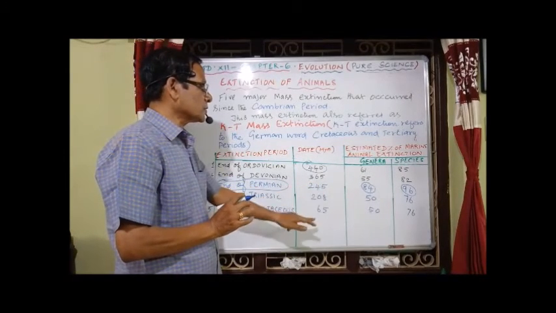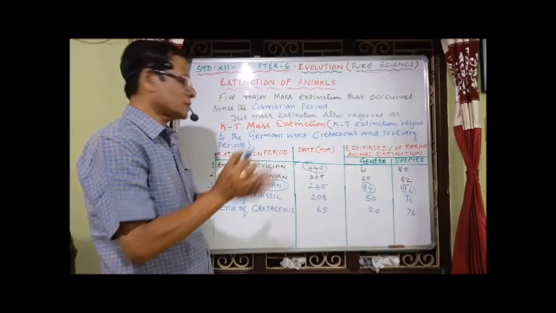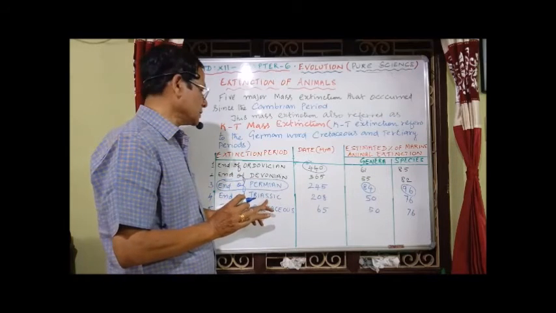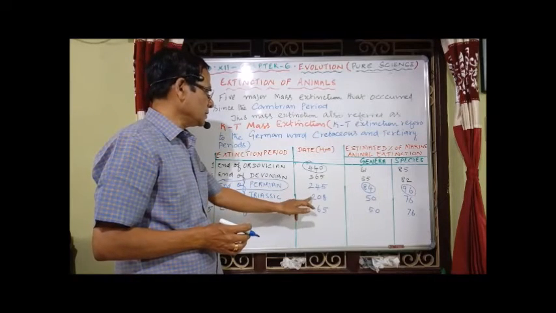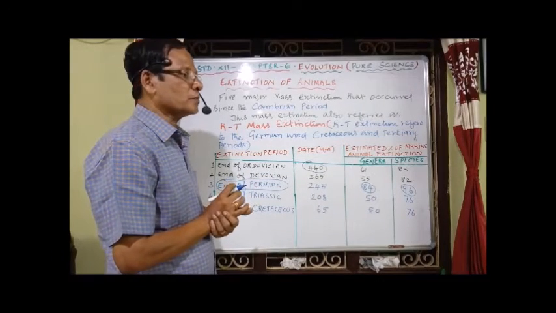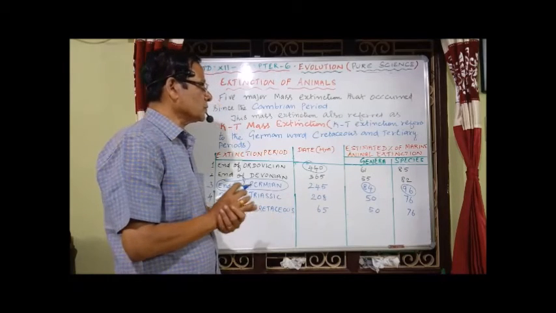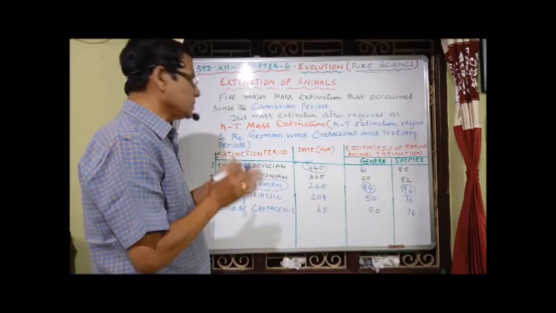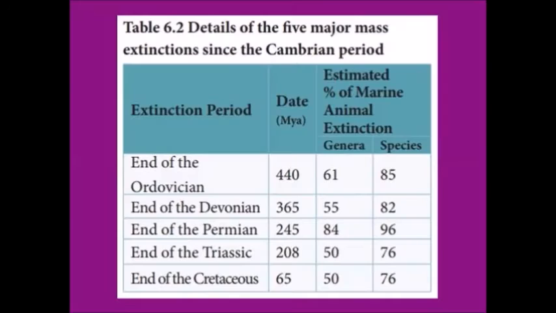Just 245 million years ago, 84 genera and 96 species became extinct. Major mass extinction only during the Permian period. Now, the Triassic period of the Mesozoic era, 208 million years ago, 50 genera and 76 species became extinct. And at the end of the Cretaceous, 65 million years ago, 50 genera and 76 species became extinct. So remember, major mass extinction occurred during the Permian period or at the end of the Permian period.